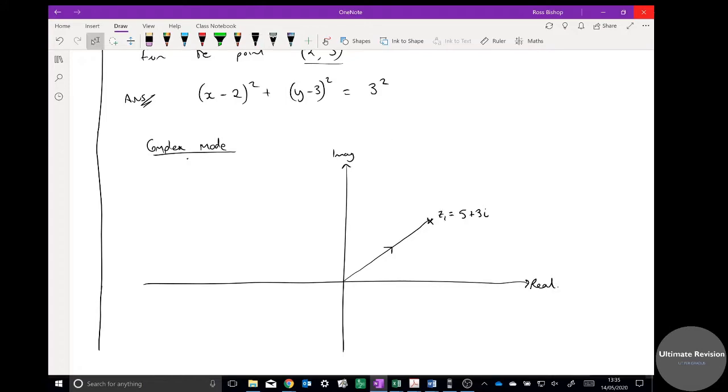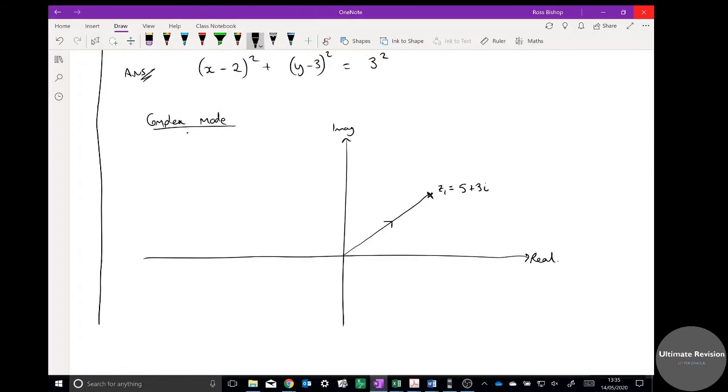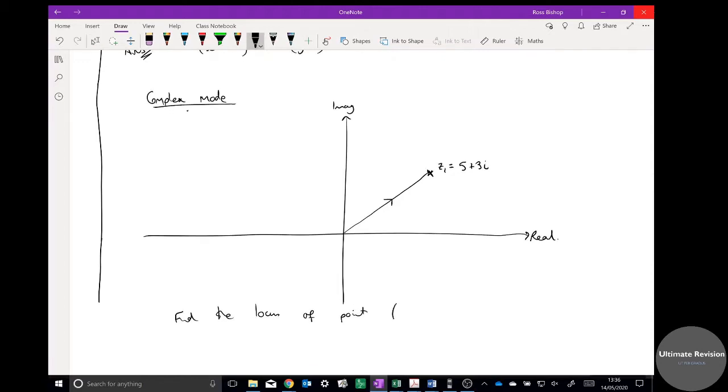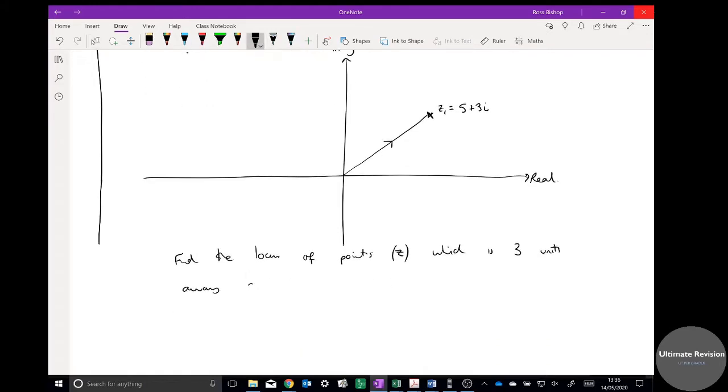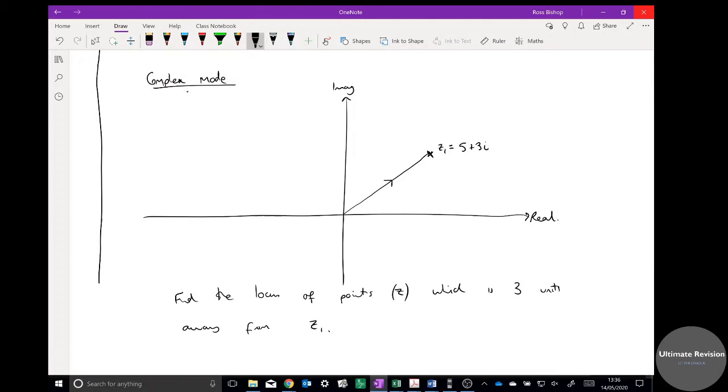So z1, and what I'm going to say is, find the locus of points z which are 3 units away from z1. That's going to be one point, but all of these points are going to form a circle again. Now, what I want to do is try and find the equation of that circle.